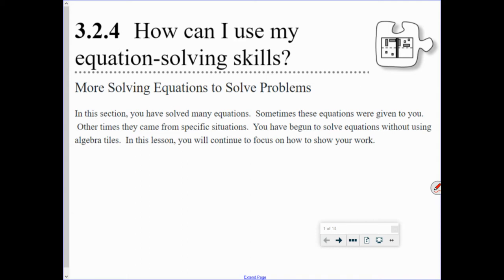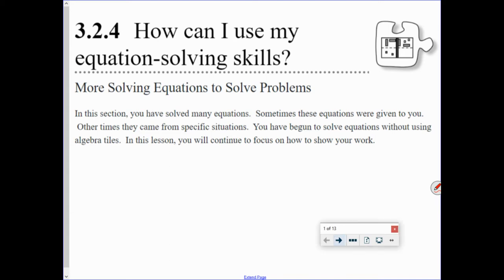Here we go. Lesson 324, how can I use my equation solving skills? More solving equations to solve problems. In this section, you have solved many equations. Sometimes these equations were given to you, other times they came from specific situations. You have begun to solve equations without using algebra tiles. Actually, we've been using no algebra tiles for a while now. In this lesson, you will continue to focus on how to show your work.